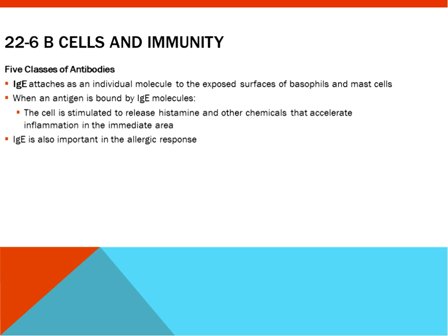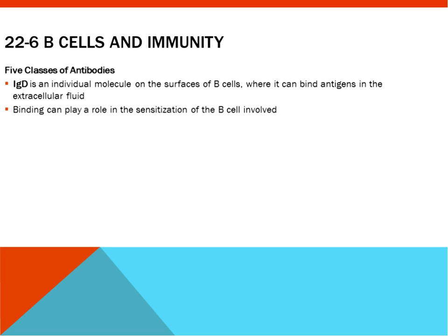Next class, IgE. They attach as an individual molecule, and they can be attached to the surfaces of basophils and mast cells. When an IgE antibody is bound, it causes the cell to release histamine and triggers an immune response. So IgE is very important in allergic responses. Just these 2 items are really super important for IgE.